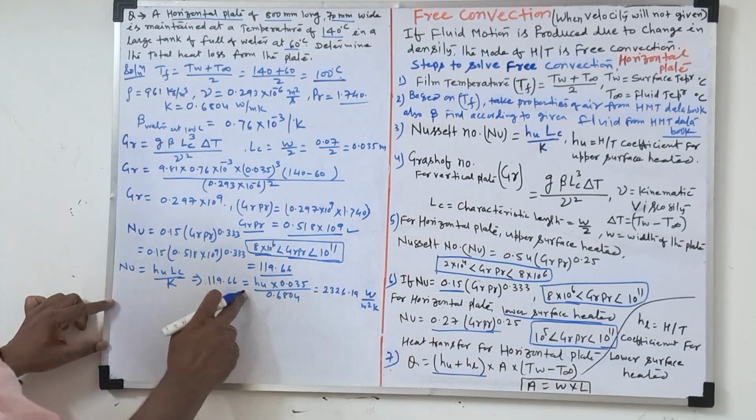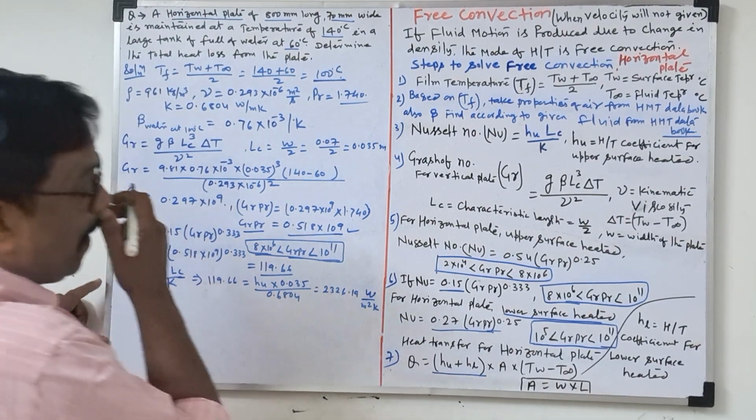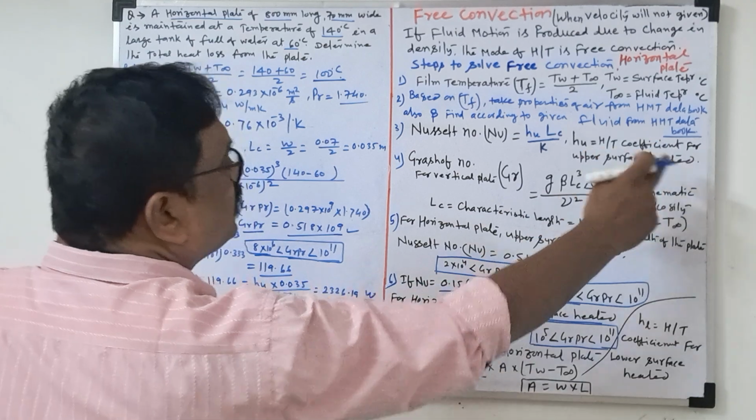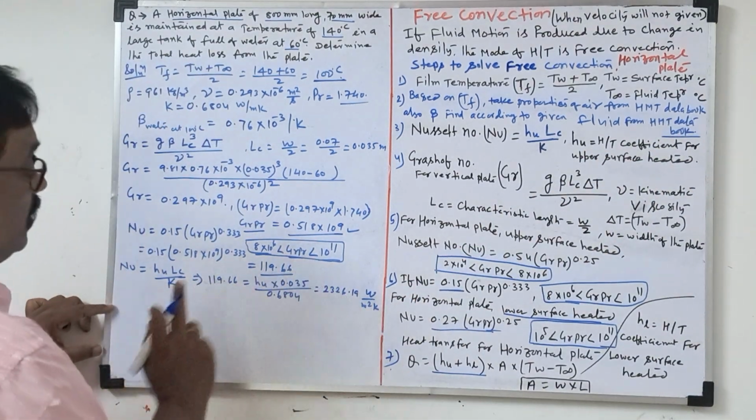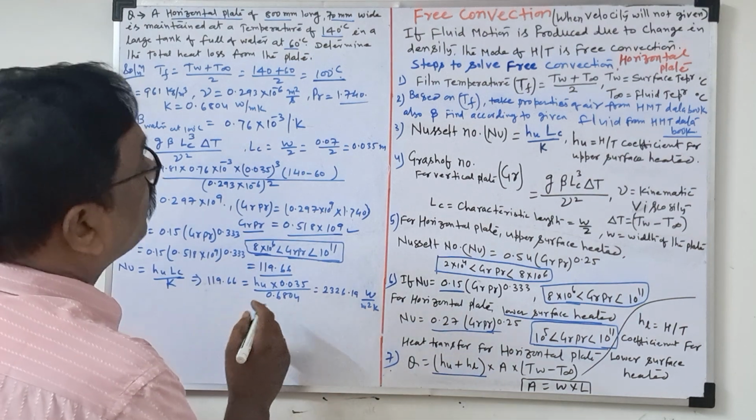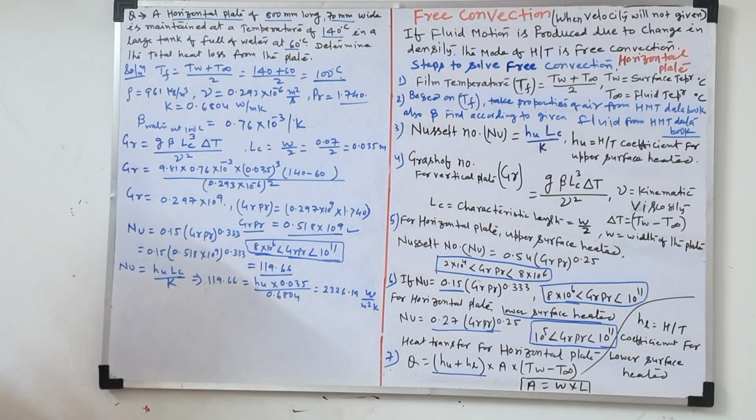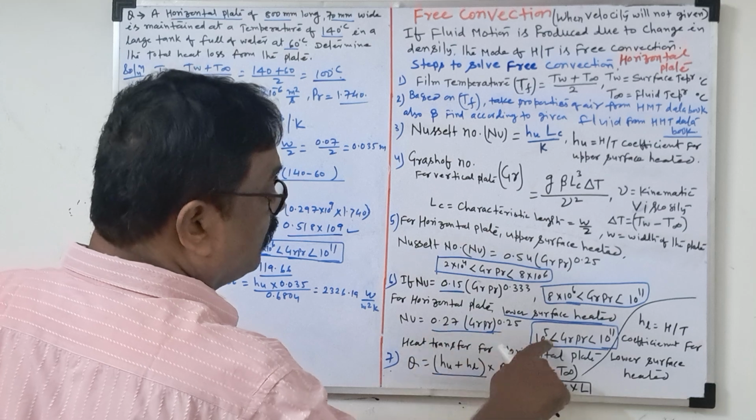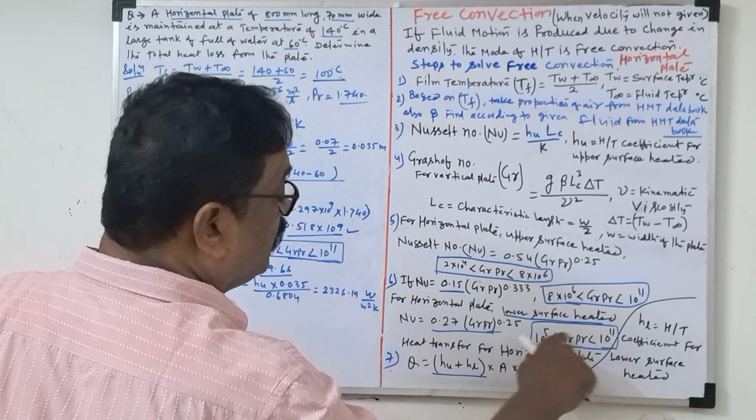So what we are getting here, HU, is nothing but the heat transfer coefficient for the upper surface heated. Now again we'll see the lower surface. Then we'll see which Nusselt number will come here, if horizontal plate lower surface heated. The GRPR range will come under this.